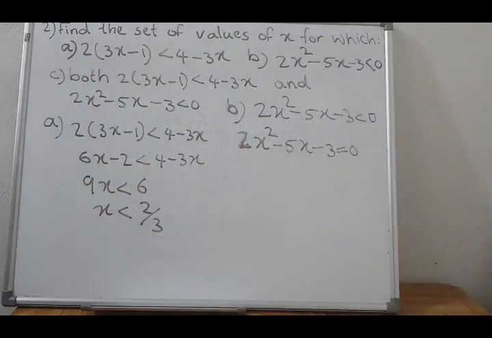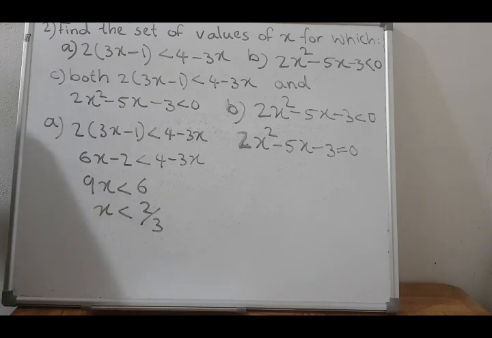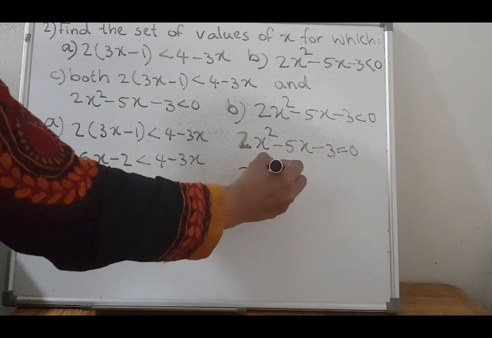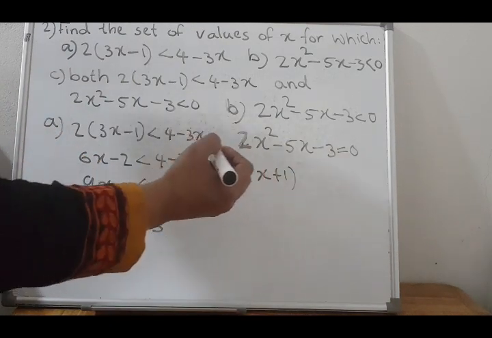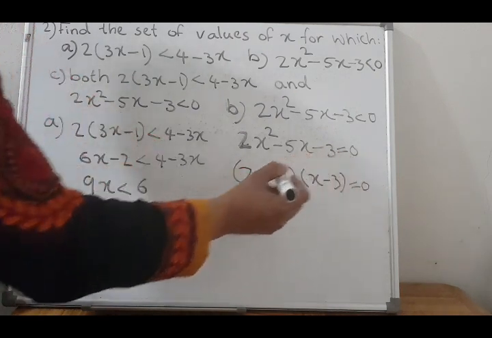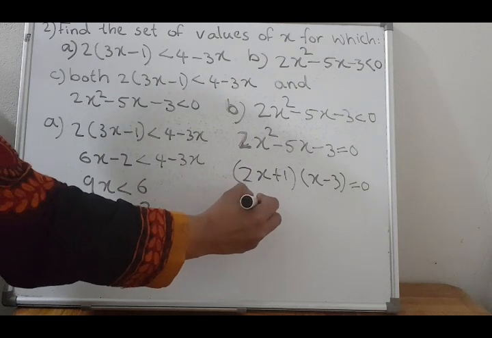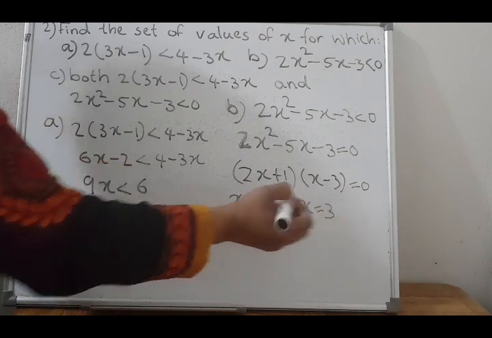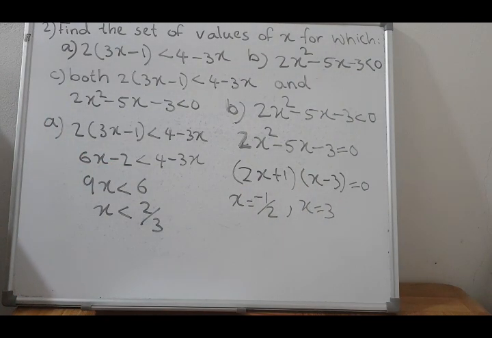To solve the quadratic, we can use several methods. Methods like completing the square, splitting middle term and factorizing, or using quadratic formula. So here we get 2x plus 1 times x minus 3 is equal to 0. So the critical values are x equal to minus 1 by 2 or x equal to 3. You can just use a calculator also to get the critical values. Now what we can do? As usual, we can sketch it.